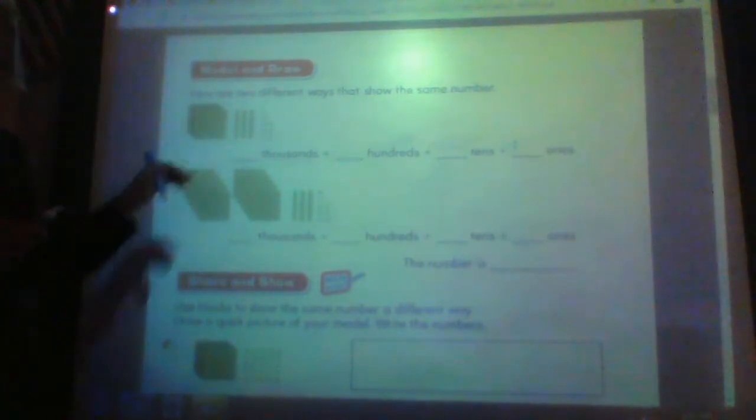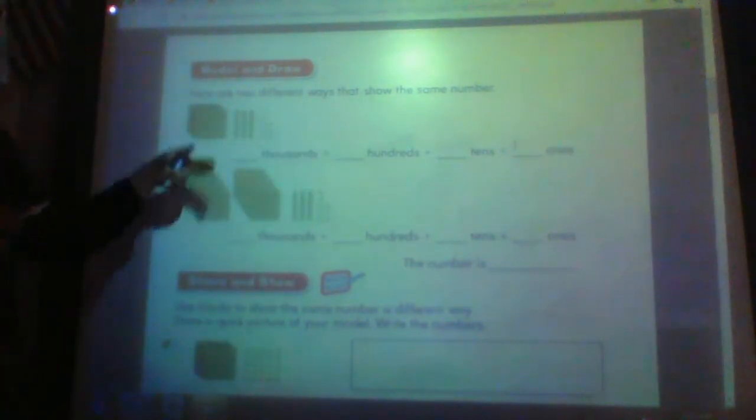Okay, let's look at the next page. It says here are 2 different ways that show the same number. We have thousands, hundreds, tens, and ones. These are the same number, but they're 2 different ways to show it. So let's look at the basic way. The basic way, how many thousands do we have? 1. We have 1,000, so we're going to write 1 where it says 1,000.